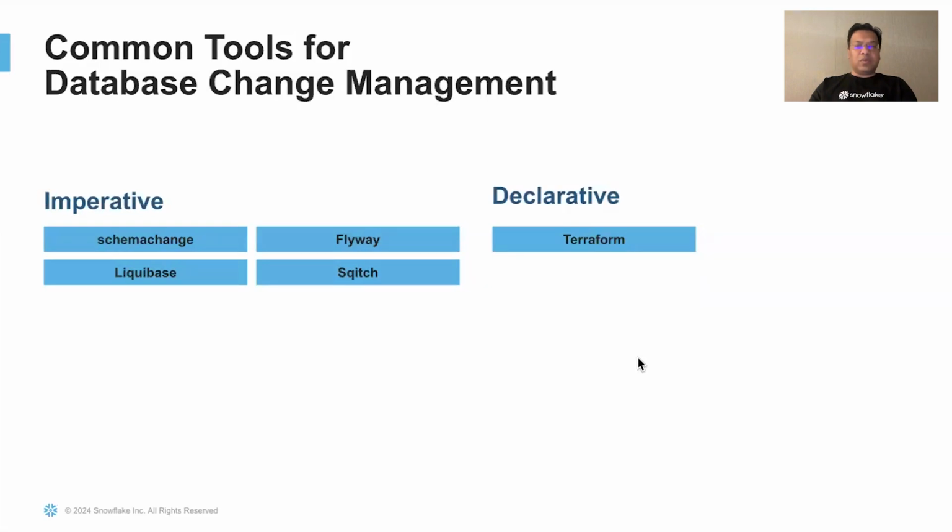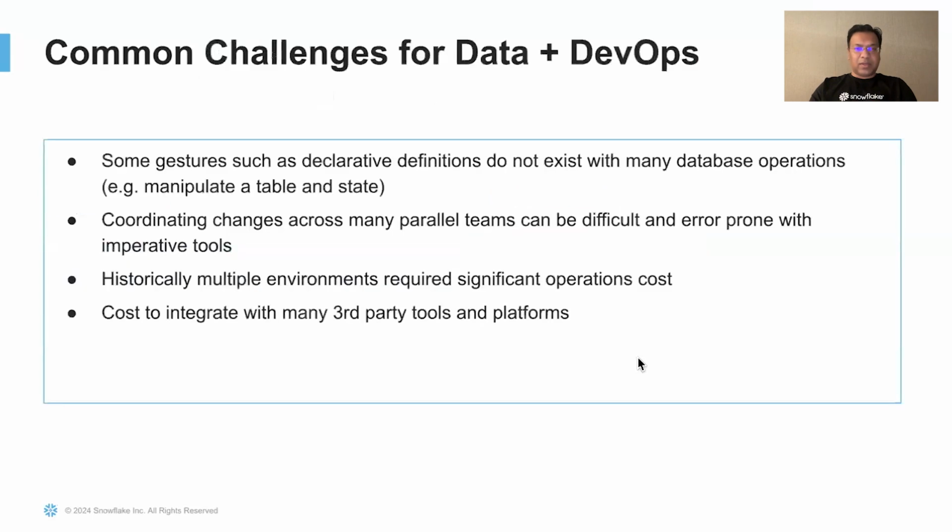We have a lot of common tools for data management right now, which may be Liquibase, Schema Change, and then we have the imperative way of doing it, and then we have some of the tools which allow you to do it in a declarative way. There are a couple of common challenges which we have seen in using some of these tools. Obviously, not all of them provide native declarative definitions for database operations. There are challenges coordinating changes across multiple teams and different tools. And there's always a higher cost associated with managing multiple environments and third-party tools for our customers.